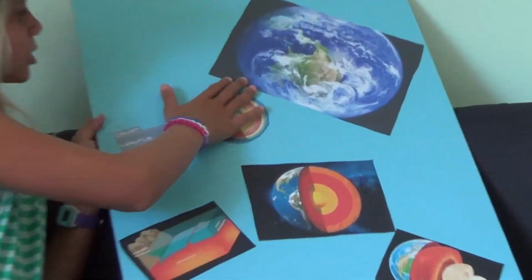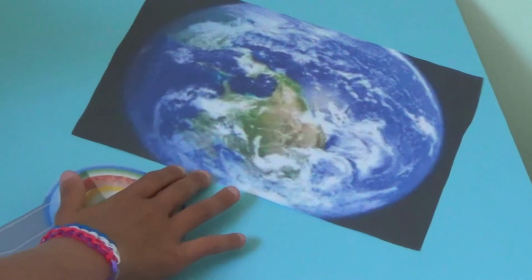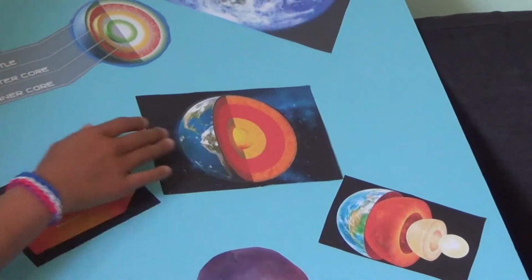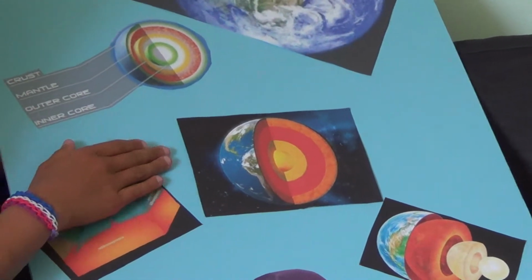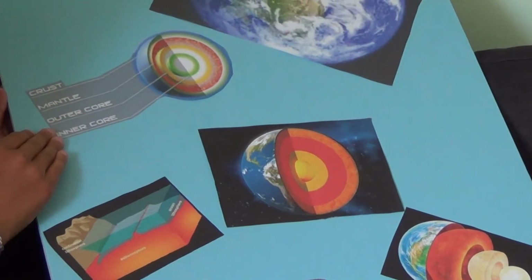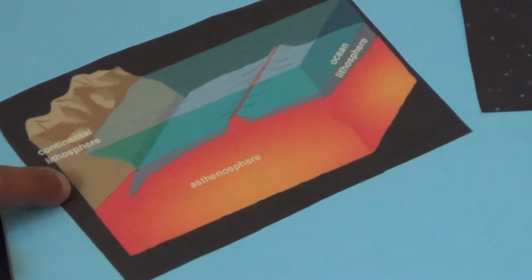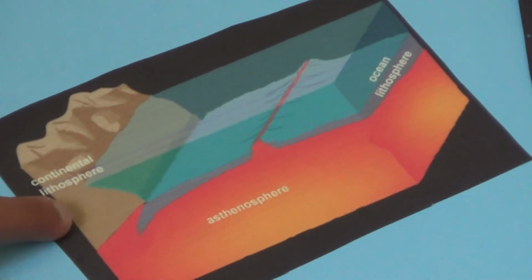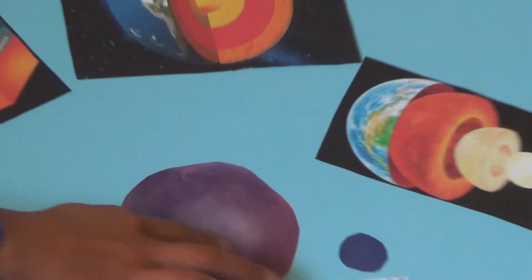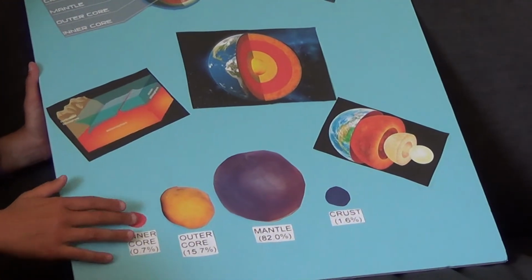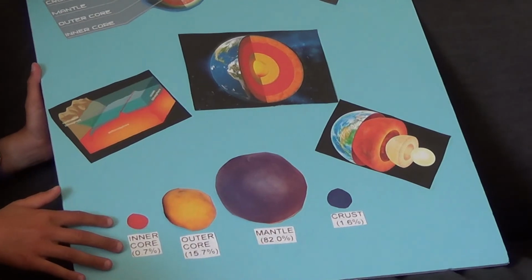Now, this is a picture of the Earth's crust. These three pictures are pictures of the different layers of the Earth. This picture is continental and oceanic. This picture is the percentage of what it takes up of the Earth.